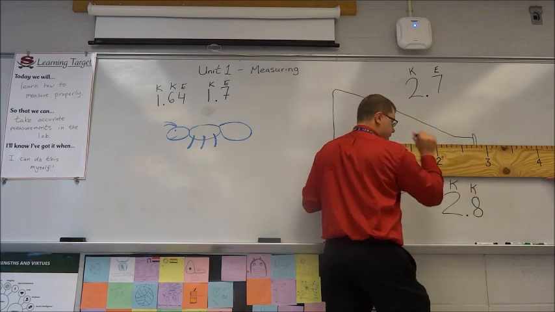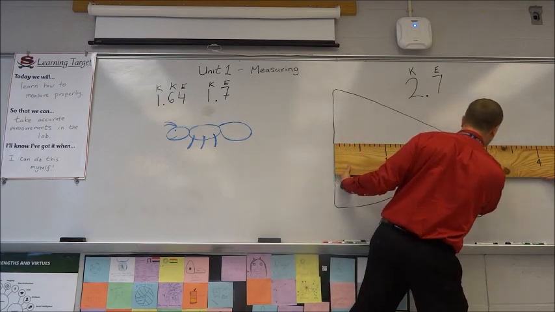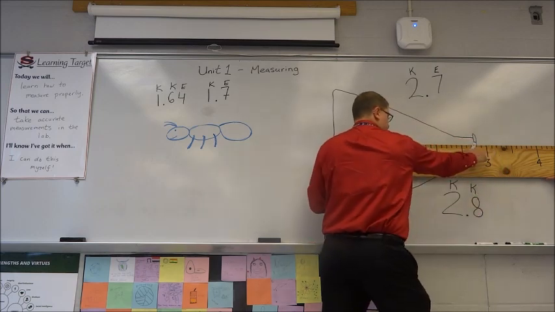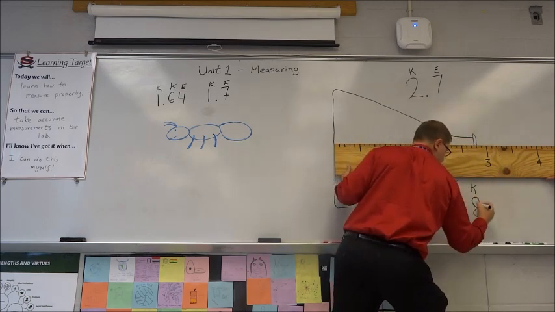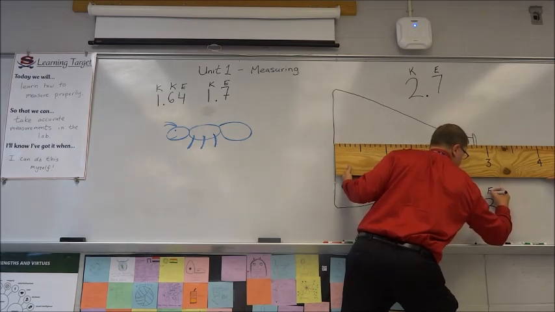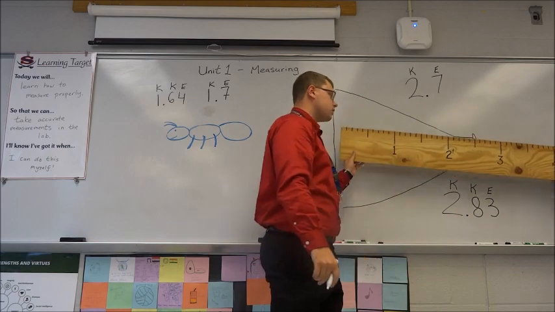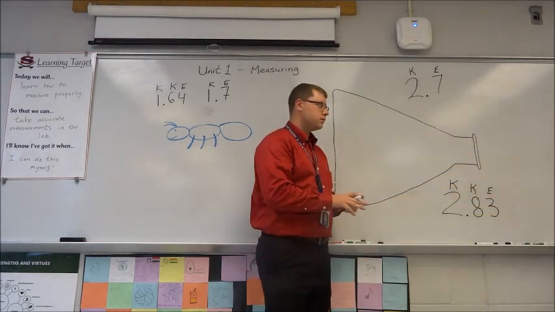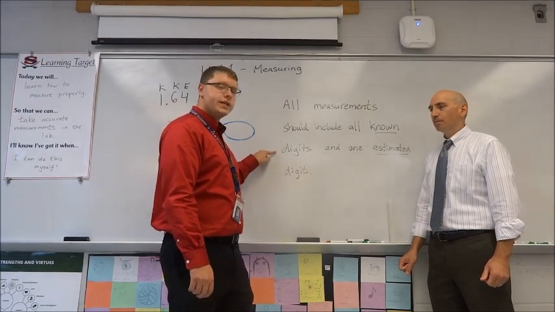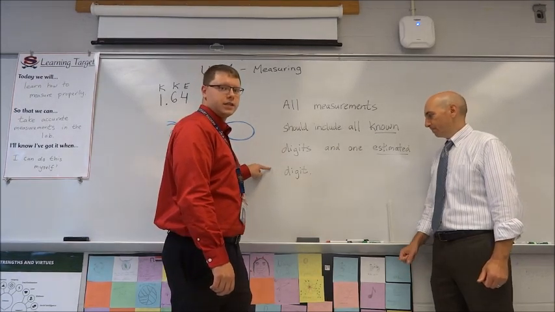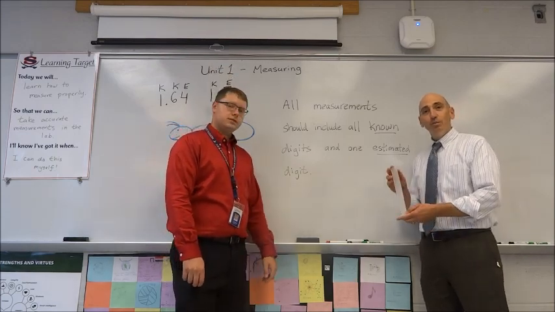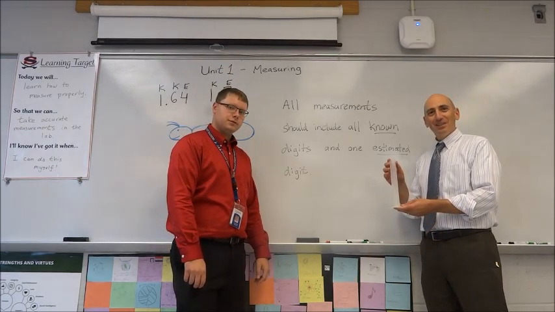Now we have to estimate how far past the 8. Well, if I look at my ruler, the line is just past the 8, so I'm going to say it's 2.83. That 3 is my estimated digit because the line is closer to your 8. All measurements should include all known digits and 1 estimated digit. This goes for rulers as well as volume that we're going to measure in a graduated cylinder in class.